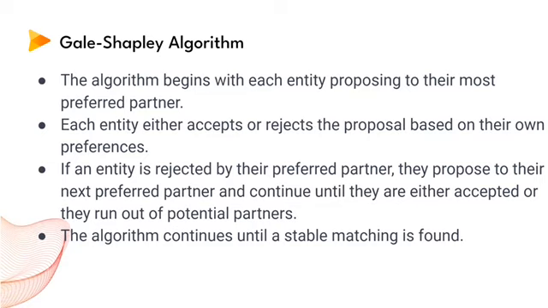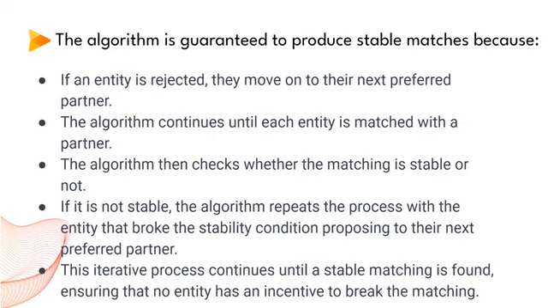The algorithm begins with each entity proposing to their most preferred partner. Each entity either accepts or rejects the proposal based on their own preferences. If an entity is rejected by their preferred partner, they'll propose to their next preferred partner and continue until they are either accepted or they run out of potential partners. This algorithm continues until a stable matching is found. And this algorithm is guaranteed to produce stable matches because if an entity is rejected, they'll move on to their next preferred partner, and the algorithm continues until each entity is matched with a partner.